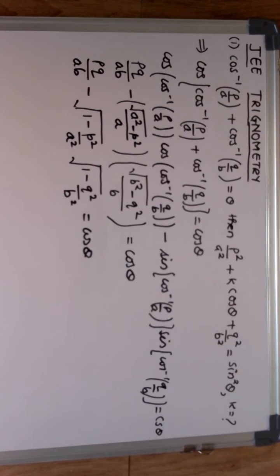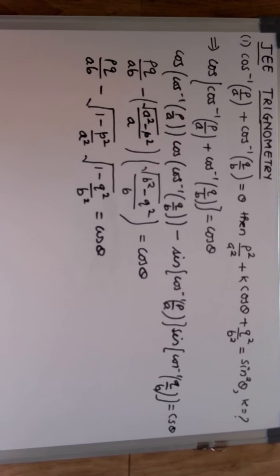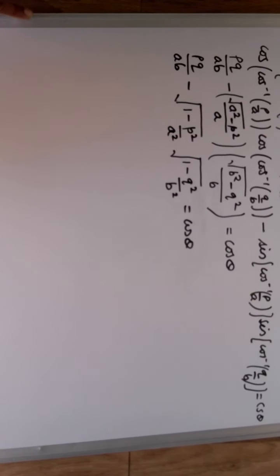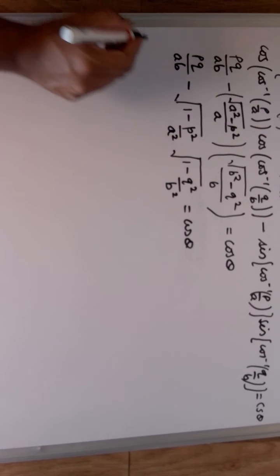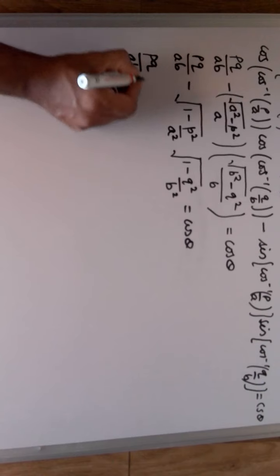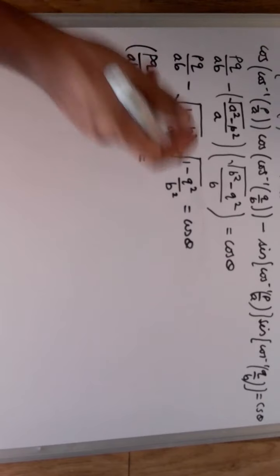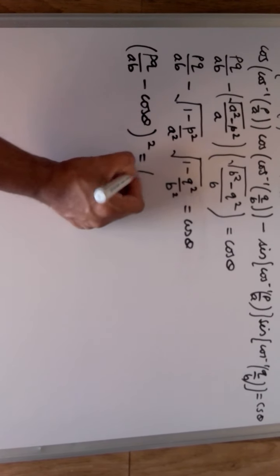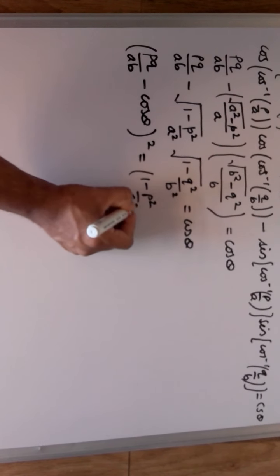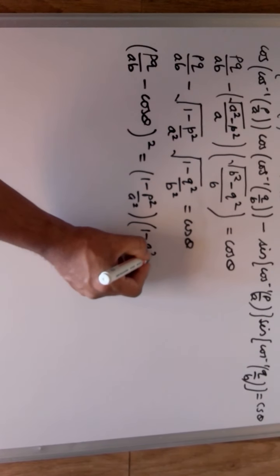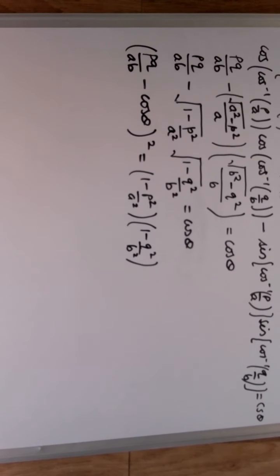Now the only problem that arises is that I need to remove this radical sign. So I will take that side and bring this cos theta to this side and square it. So I get PQ upon AB minus cos theta, the whole square, is equal to, having gone to the right side and squared, 1 minus P square by A square into 1 minus Q square by B square. Agreed? So on expansion, what do I get?